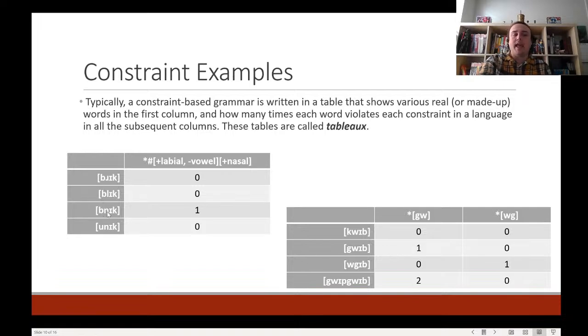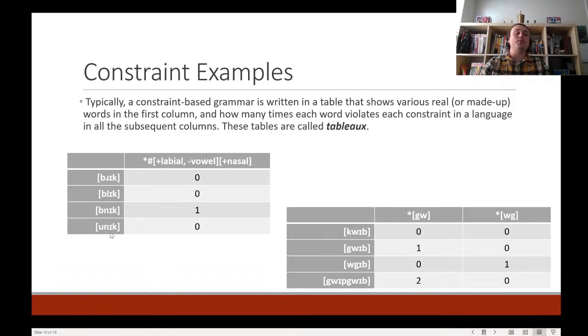Next up, BN for bnick. This does violate our constraint, and it violates it once, so we put a 1 here in this cell of the tableau. And the reason it violates it is because at the beginning of our word, there's the hash symbol, we have a labial non-vowel, our B, and we have a plus nasal sound following it. So that BN sequence violates our constraint here. So we get 1 violation for that.